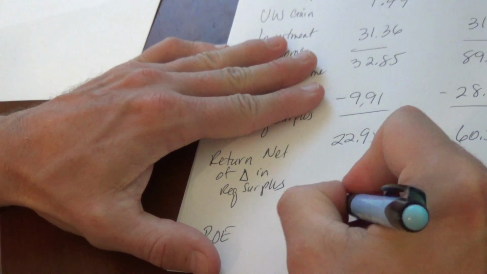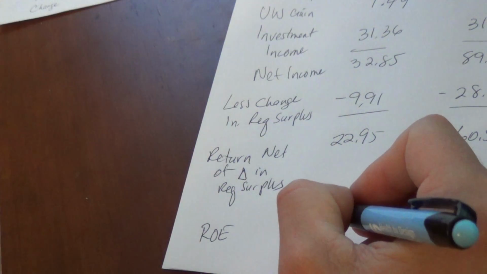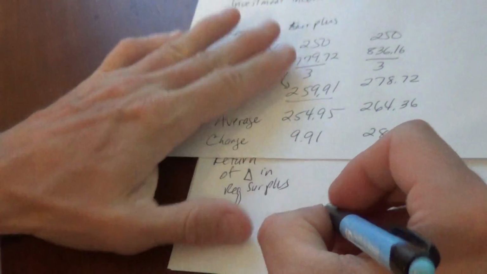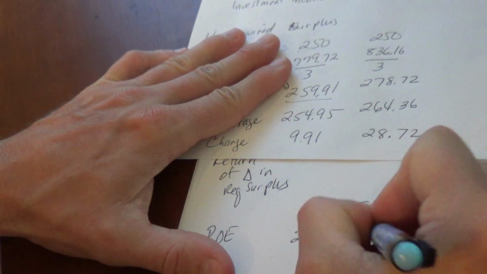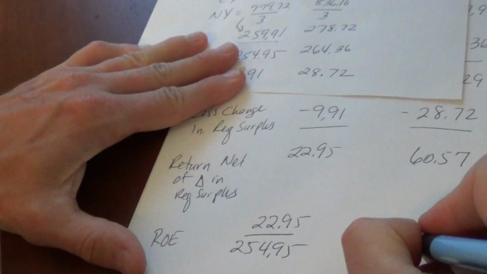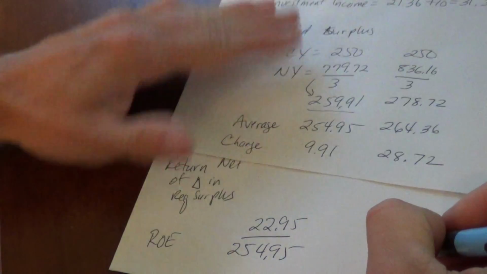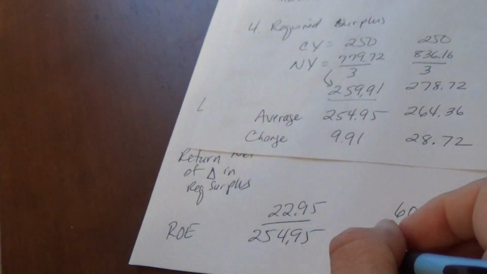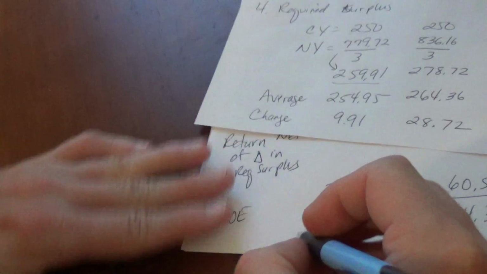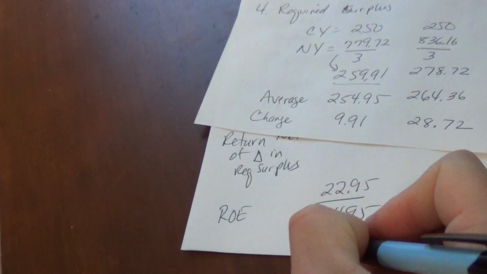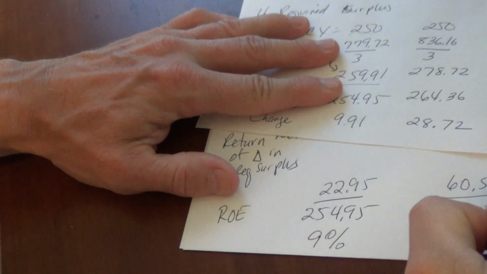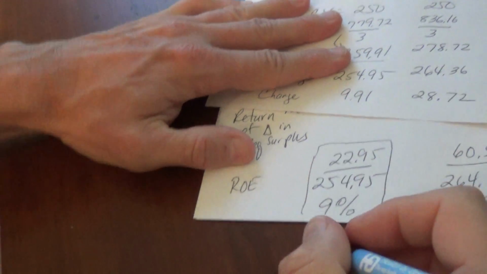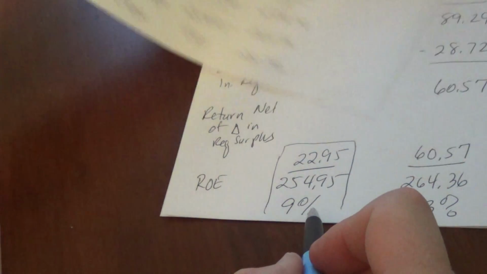So 22.95 divided by, if you remember back up here, we calculated the average of the net worth. So 254.95. And here we take 60.57 and divide by the average of 264.36. And that gives us an ROE for the lower premium of 9%, for the higher premium of 23%. So the lower premium is a better answer because it gives us our target ROE of 9%.